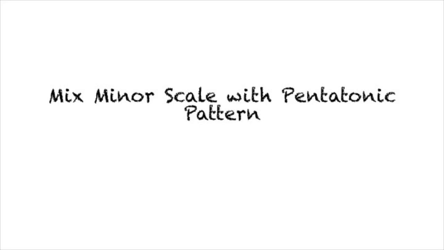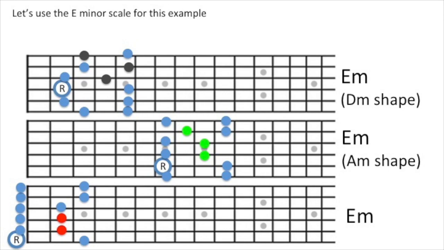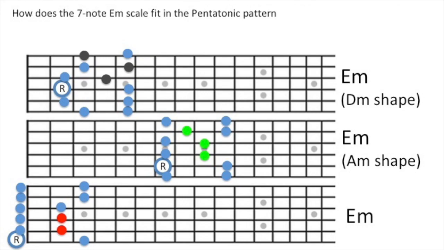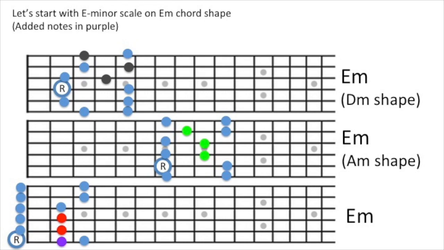When soloing, it sounds nice to go back and forth between the pentatonic scale and the full 7-note scale. We'll use the E minor scale for this example. Here's the E minor chord using the E minor, A minor, and D minor chord shapes. We already learned how the pentatonic shape fits with these chord shapes. Let's see how the full 7-note scale fits in the pentatonic scale. We'll start with the E minor chord shape. I'll use purple to add the additional notes.